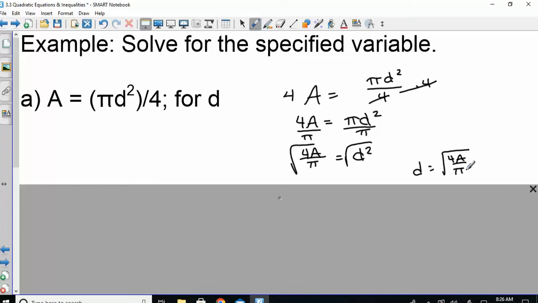I'm not going to make you simplify it beyond that or get the radical off the bottom or anything like that. I just want you to be able to manipulate an equation and get a variable by itself. Can we do one on the steps?